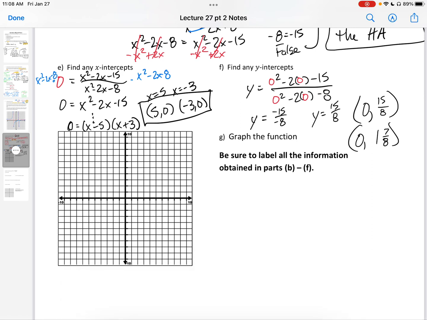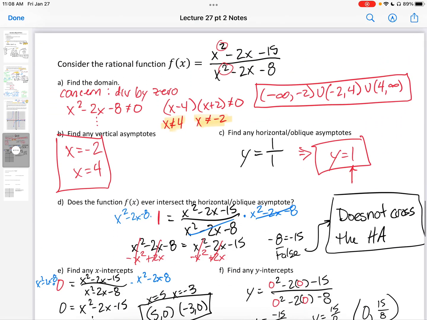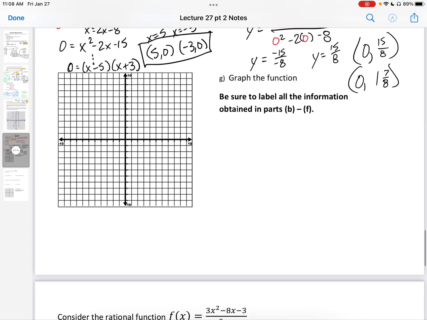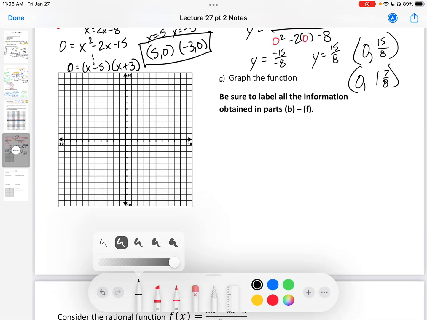Now I'm ready to graph this thing. The first thing I need to do is graph my asymptotes. I got y equals 1, x equals negative 2, and x equals 4. So let's get rolling. X equals negative 2, graphing that one down. X equals 4, graphing that one down. And then y equals 1, getting that graphed on there.